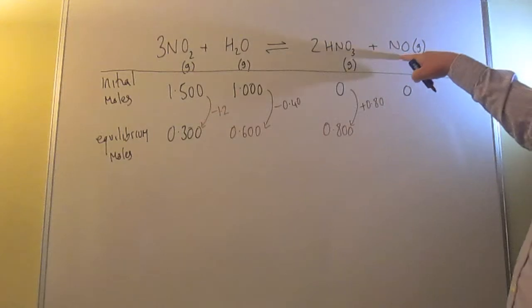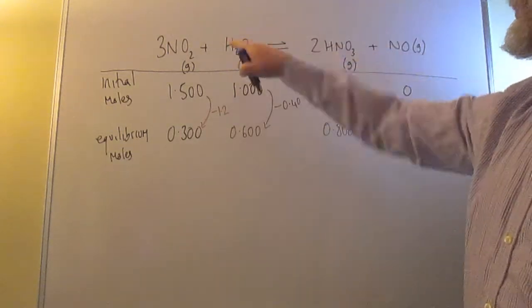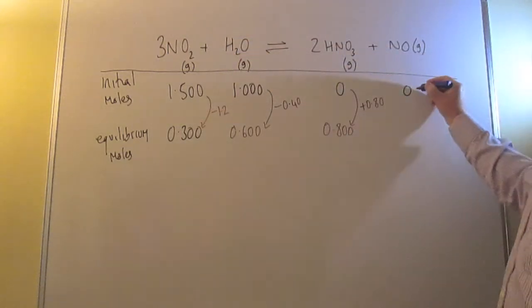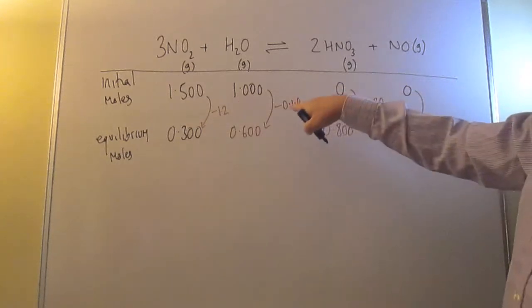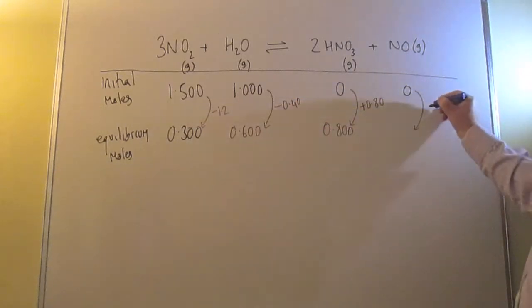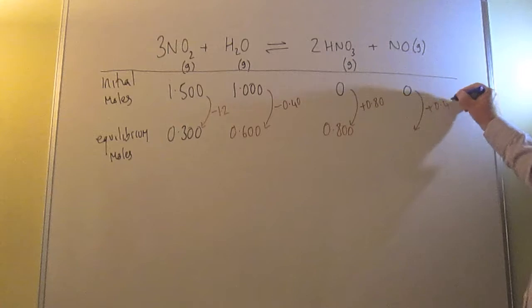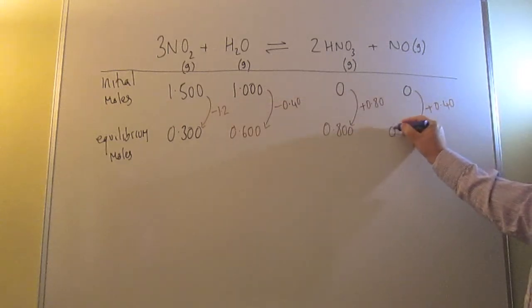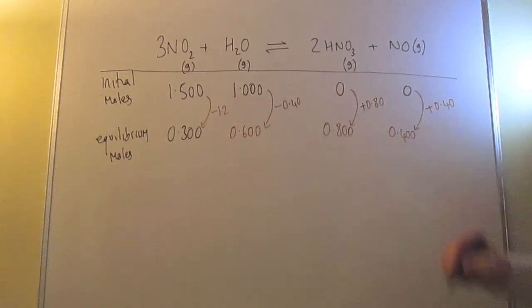And finally the NO, well, you can see you get 1 NO from 1 H2O, so the change is going to be the same, but just in the opposite direction. We lose 0.4 of water, so we gain 0.4 of NO, which gives us 0.400 there. Okay, so now we know the moles at equilibrium.